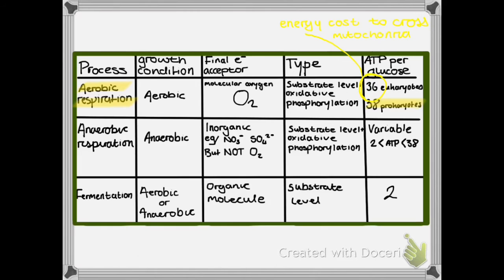And then your final one, you've got fermentation. This can be aerobic or anaerobic. You just get different products from it. And then your final electron acceptor is an organic molecule. This can only occur in one way, which is at substrate level, and you can only ever produce 2 ATP because it's basically glycolysis.